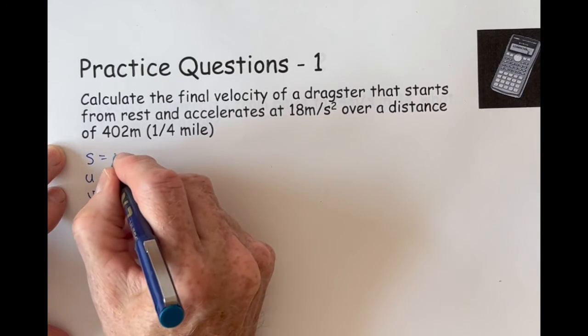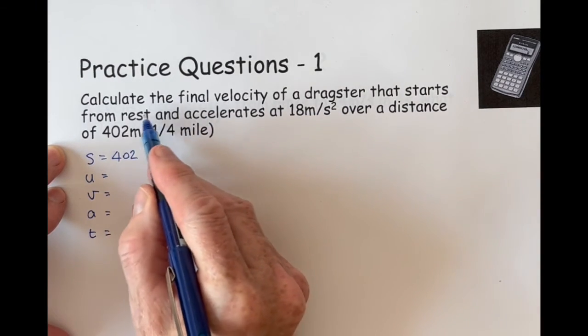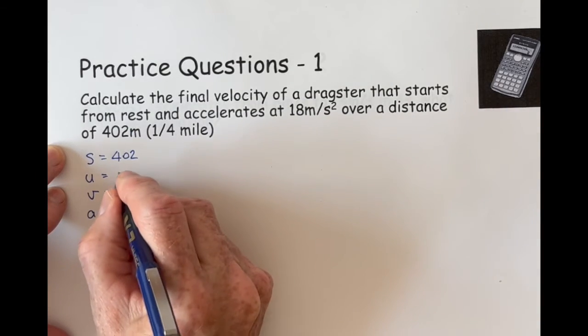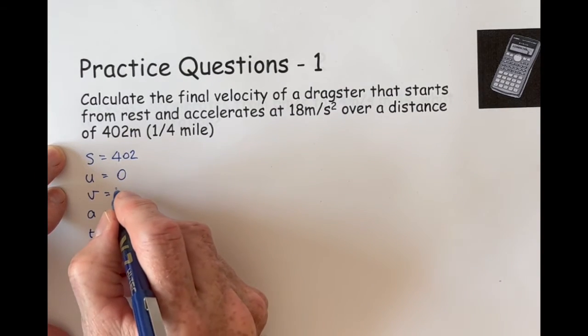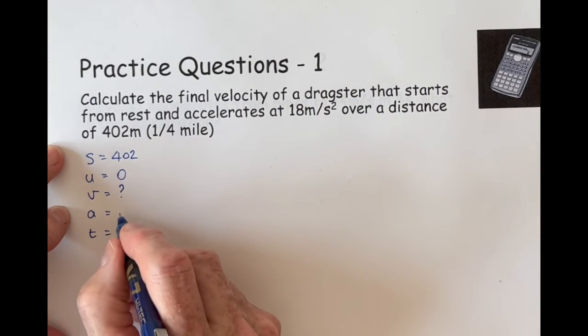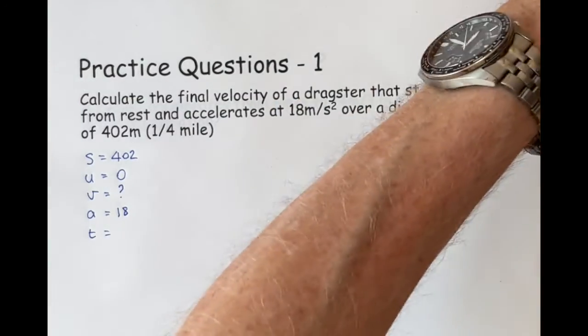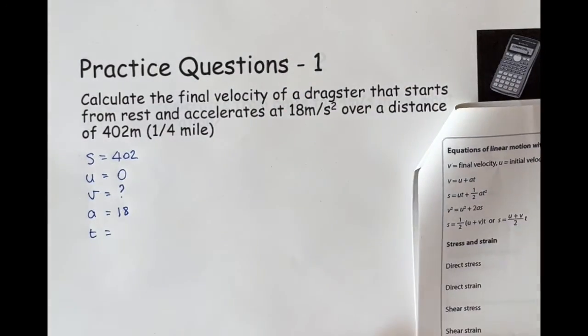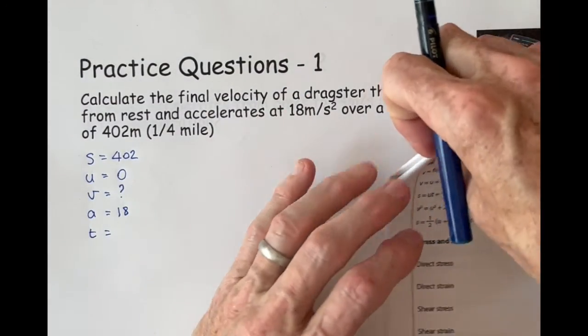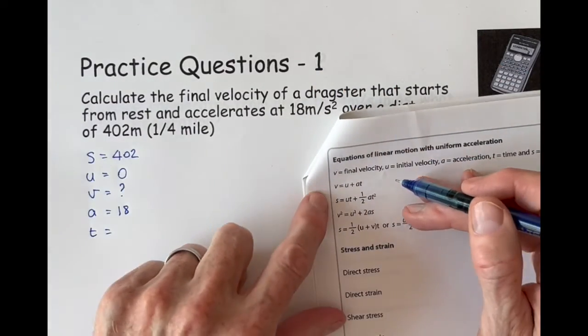So the distance is 402. U, we know, accelerates from rest, so that is 0. V, the final velocity we're trying to find out, put a question mark there, and we're given the acceleration there. So what we need to do is to get our formula sheet here and find a formula which has got S, U, V and A in it.